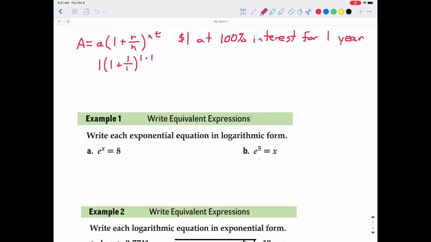So annually, what would the account be worth? So we would take 1 times 1 plus 1 over 1, which is 2, to the 1 times 1 power, which is 1, and we would just get $2. So annually, our account would be worth $2.